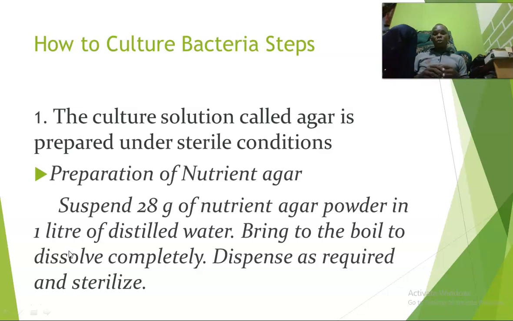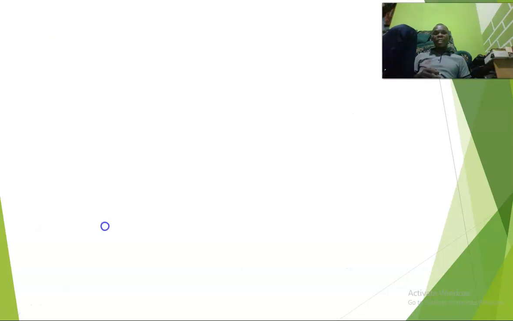So you take it to your pressure cooker, where you are going to boil it to a particular degree. At the end of the day, you take it out and make sure you sterilize by covering it inside maybe a conical flask or your petri dish, and cover the mouth so that nothing will be able to contaminate it. So this is the first stage. We have to prepare our agar, and this is how to prepare agar. All right, the next step.